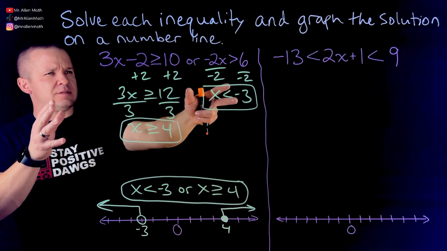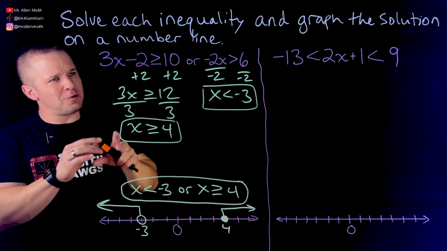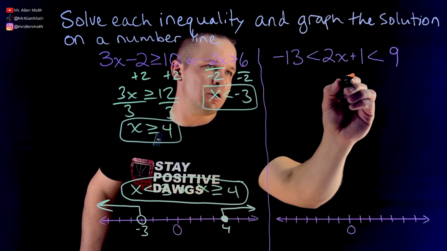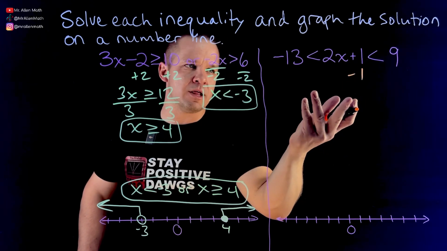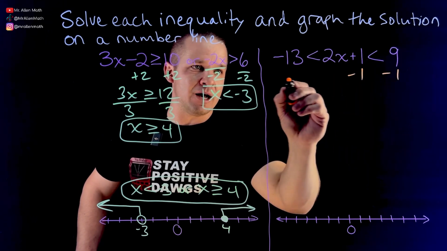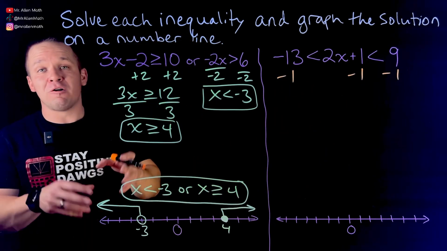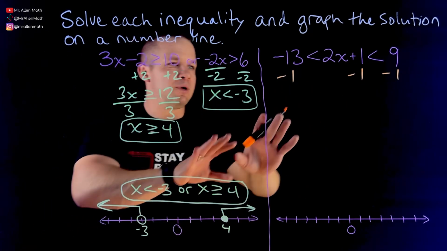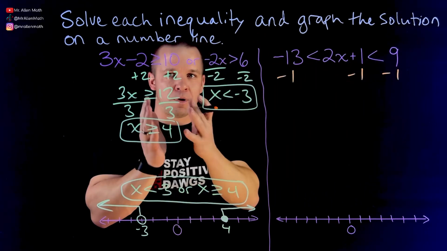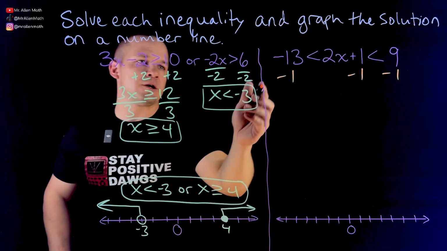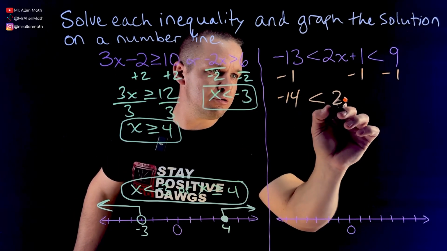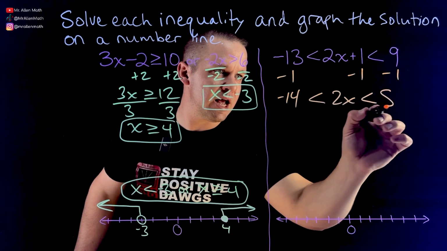Well, it's kind of like two problems in one, but actually what you do is you just deal with three pieces at once. So I'm going to have minus 1 here to get rid of that 1. Well, I got to do it to both sides of the equation, right? But in this case, I've got a few different sides here of my inequality, okay? So we got to subtract 1 from everything, each part of my inequality. So I get negative 14 is less than 2x is less than 8.